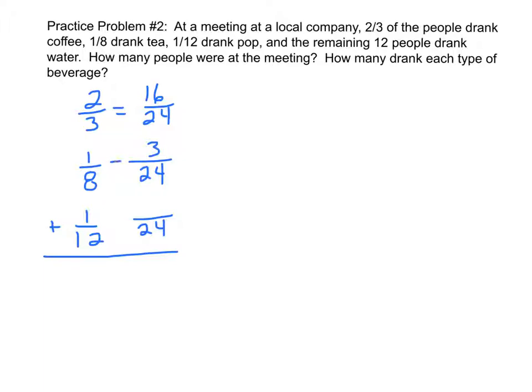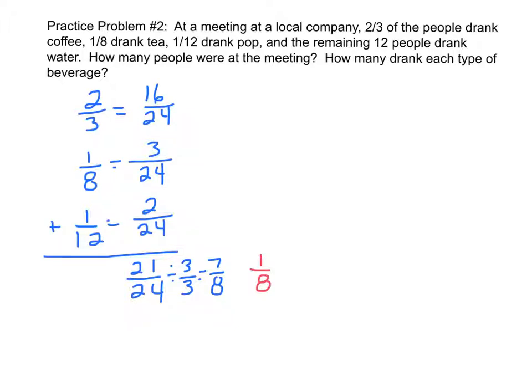So, as I go through and do that, and once again you might be doing this on a calculator, but I'm doing this quickly by hand here, I find that 21/24 of the people at the meeting drank either the coffee, the tea, or the pop. I'm going to put that into lowest terms because it makes things a little bit easier. So 7/8 of the people drank one of those three beverages. If that's true, that must mean that 1/8 of the people are left, because 7/8 plus the 1/8 would give me the 8/8, which is equal to that 1 that I talked about in the previous problem.